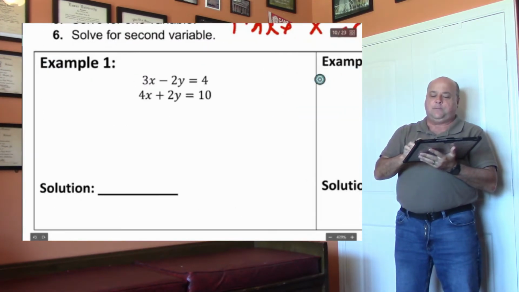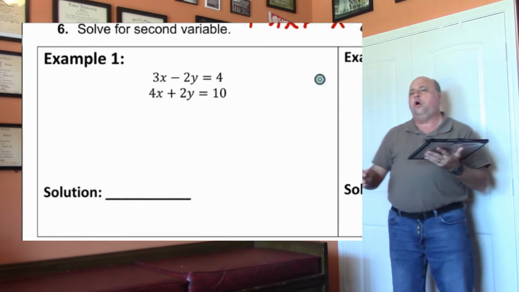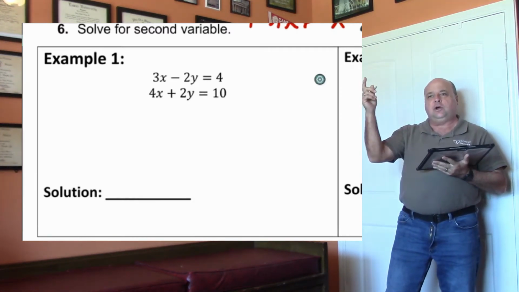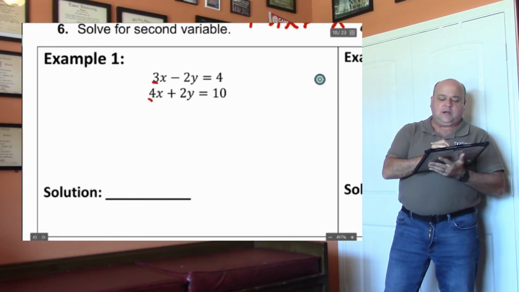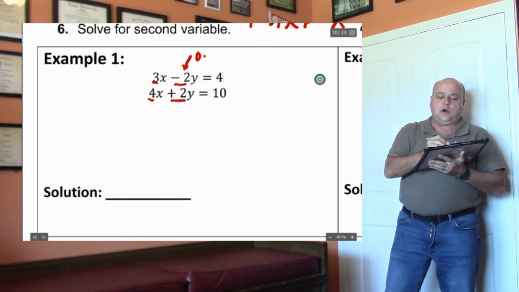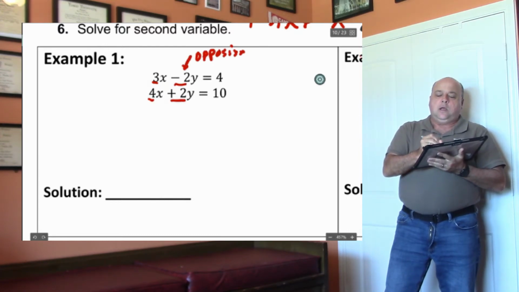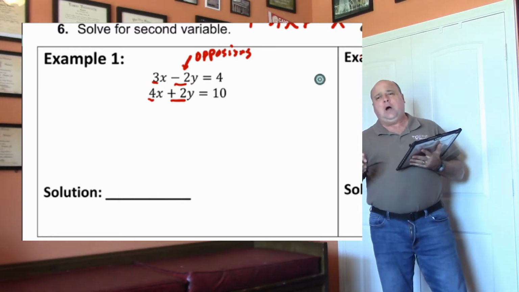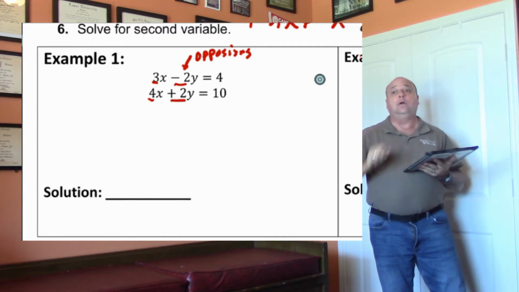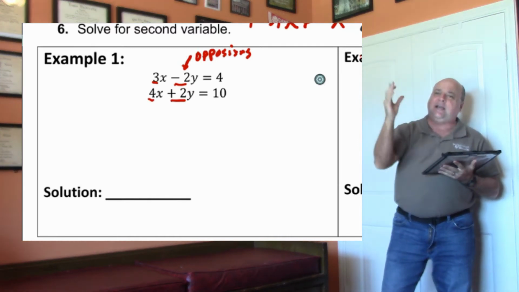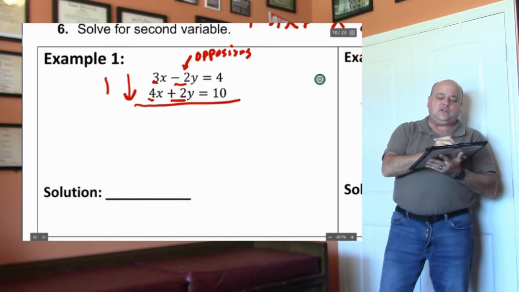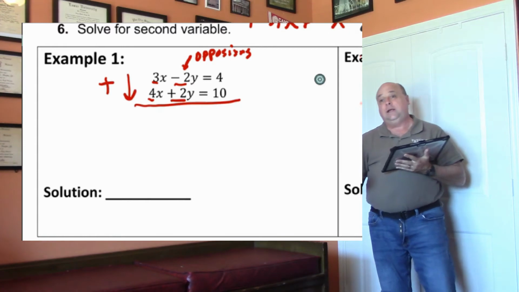So let's look at example 1, and I can zoom in. That's more power. Now look at the first one, and look at your x's. The x's are 3 and 4, right? But look at your y's: -2 and 2. These are opposites. What happens if you add two opposite numbers? What if you add 3 and -3? They eliminate to 0, don't they? So once we have a set of letters, either the x's or the y's, that are opposites, we can add straight down, and that letter will eliminate.